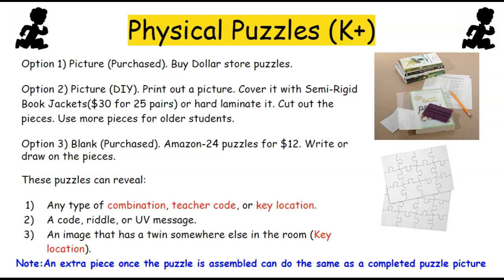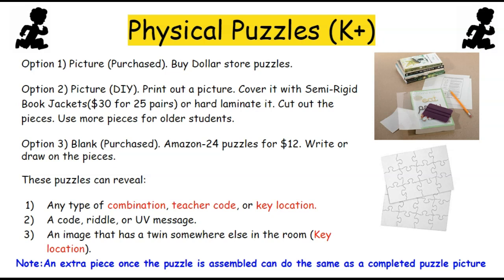Option number 3 is to purchase blank puzzles. You can buy them on Amazon, 24 for $12. You can write or draw on the pieces. These puzzles could reveal any type of combination, teacher code, or key location. They could also reveal a code, riddle, or UV message.